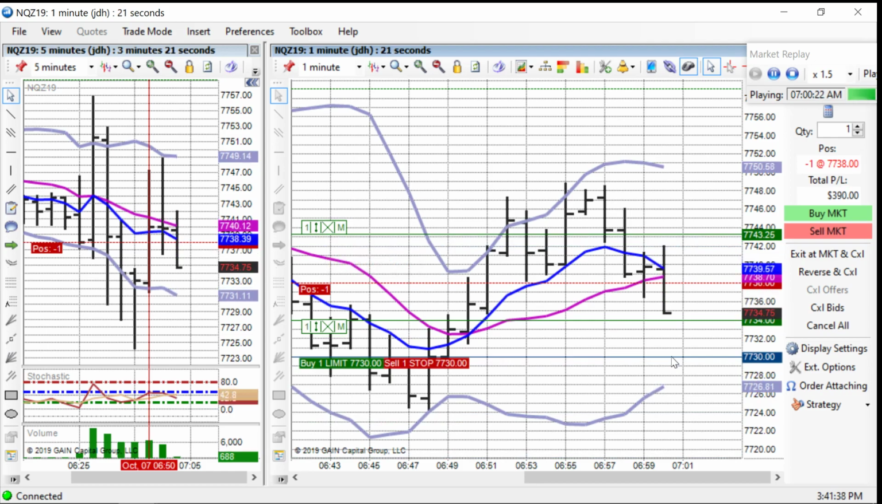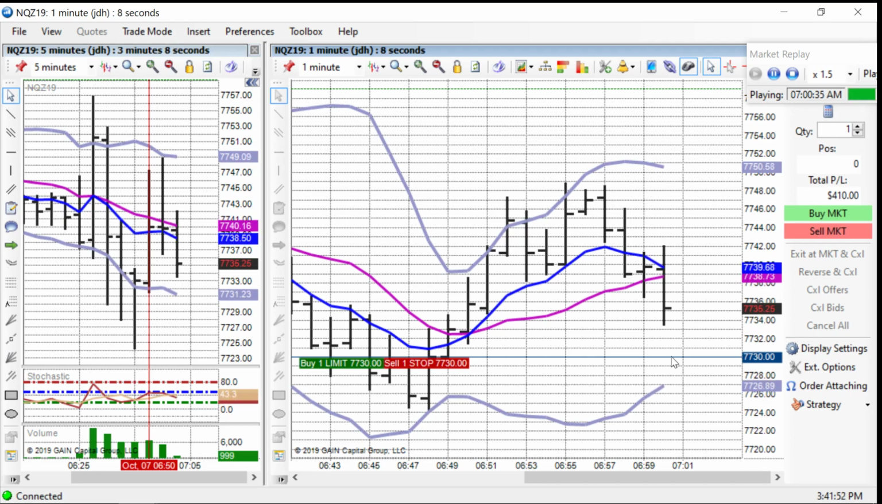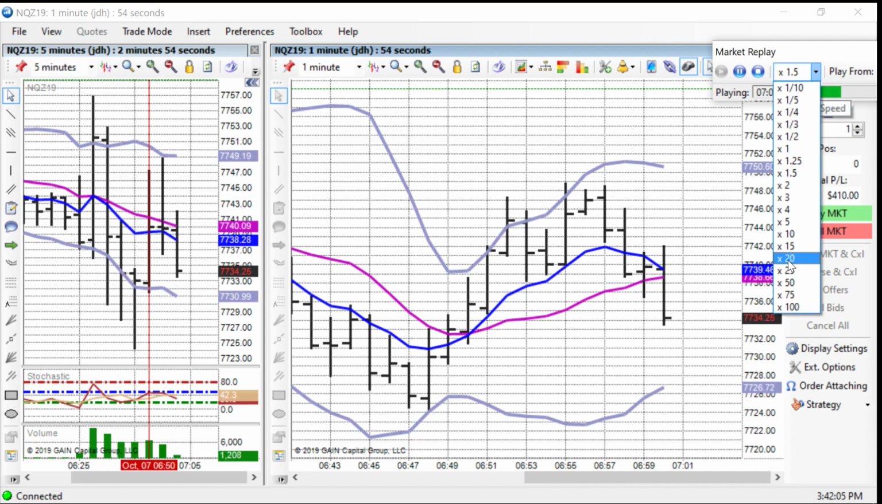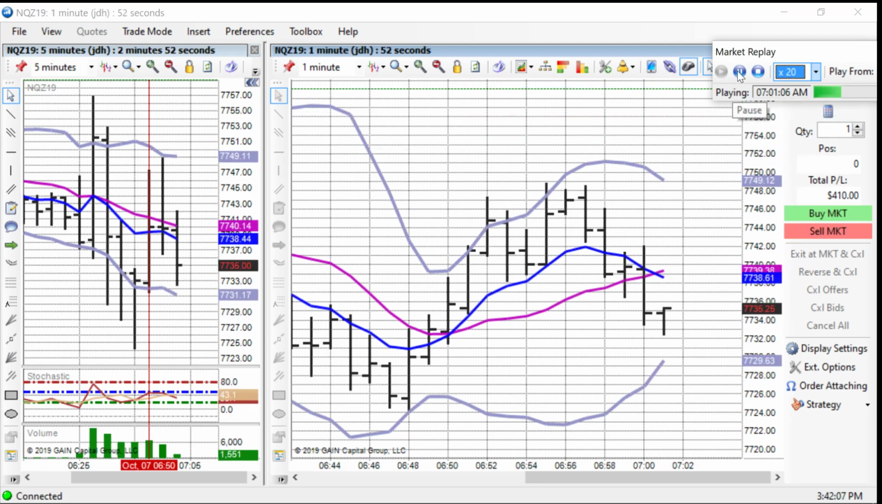See, my timing was a little bit off there. I didn't wait for that crossover to occur, but okay, we hit our 4-point target. Again, I'll just speed this up a little bit. Looking for the same things. We're looking for a fractal to the downside.